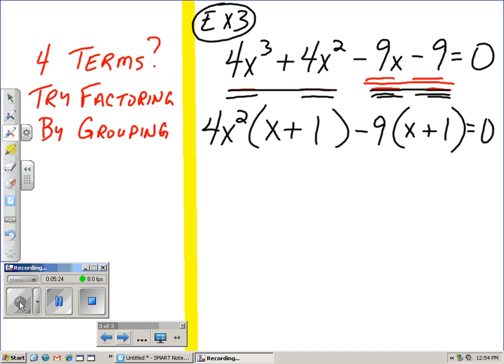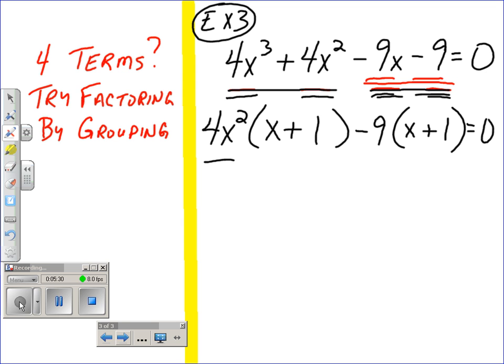Everything's good. Now remember, when we find something that they have in common, we put it in front, and then in the parentheses we put what's left over. Same thing with the 9. We saw they had a negative 9 in common. We put it in front. We put the leftovers afterwards. We're going to do the same thing here. It's just like doing the same song, second verse. So let's do it again.